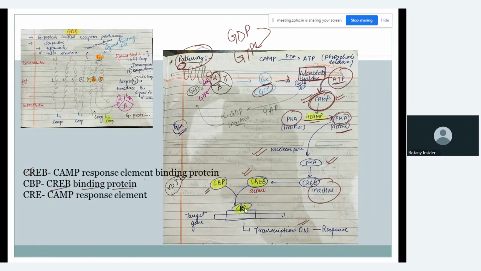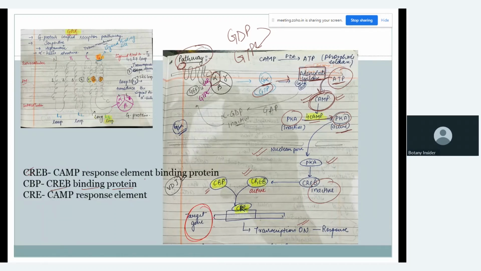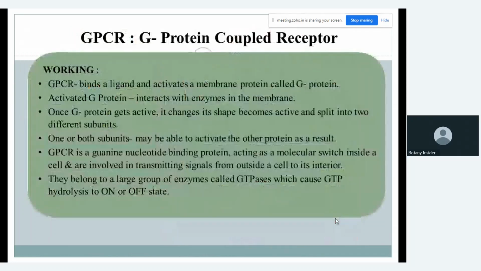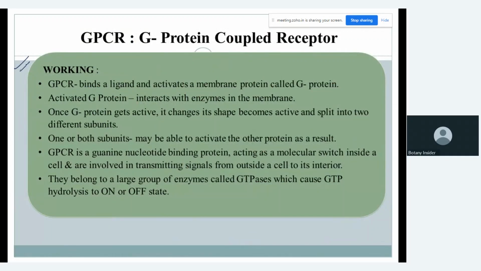After getting completely activated, CREB transcribes the target gene, and finally the transcription is on and the response takes place. So this is the complete pathway of the GPCR. We'll go through this slide as well, and that is the working of the GPCR.